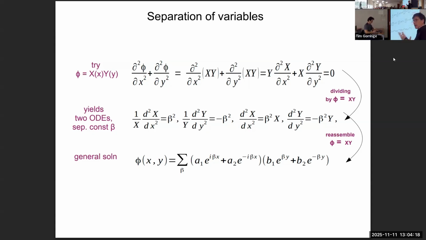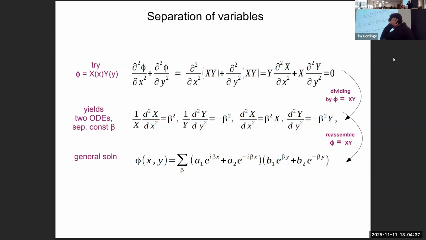You could write them in terms of sines and cosines. In general, they're complex solutions mathematically. Of course, physically, only the real part would be of physical significance. But here's the general solution.